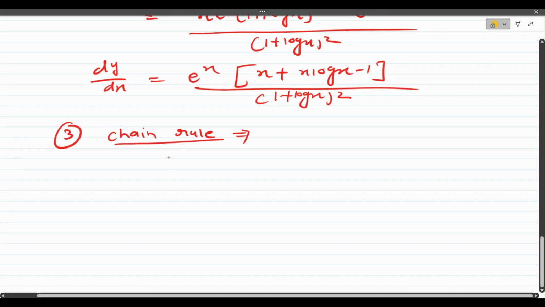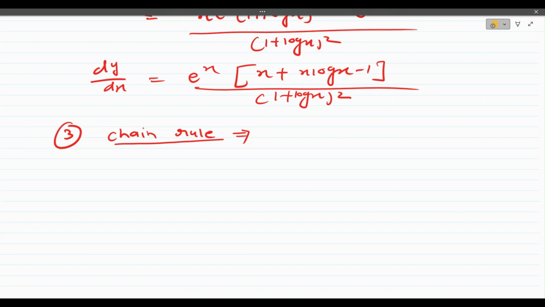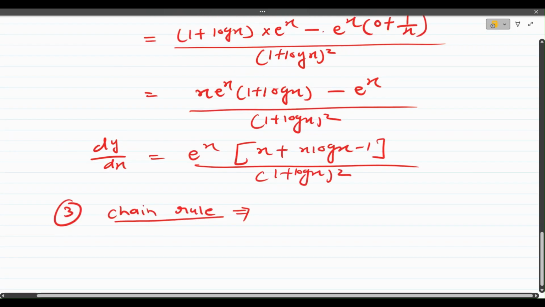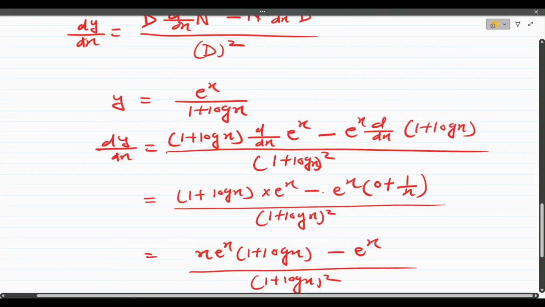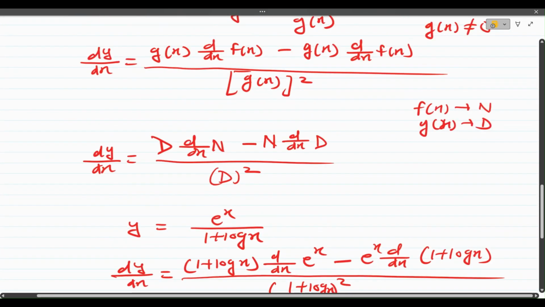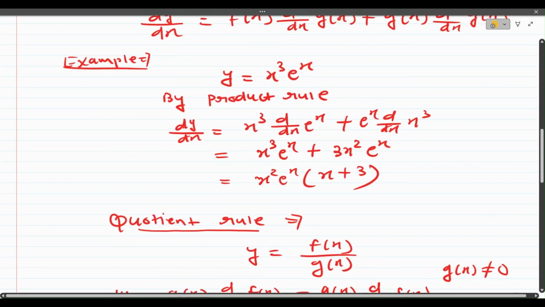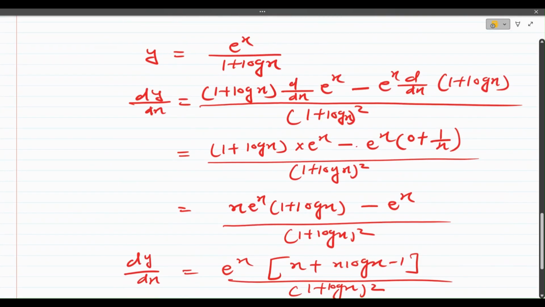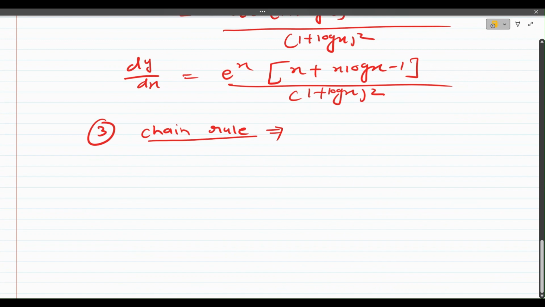When you look at the books, you will find there are many types of differentiation like implicit function, logarithmic differentiation, but all those types of differentiation are possible when you understand these basic rules: product rule, quotient rule, and the third one we are learning here, which is the chain rule.